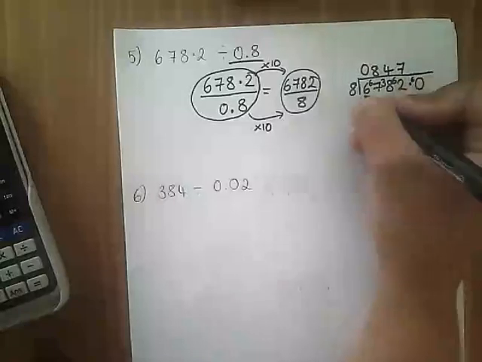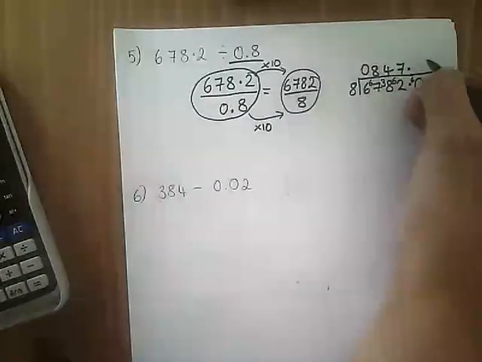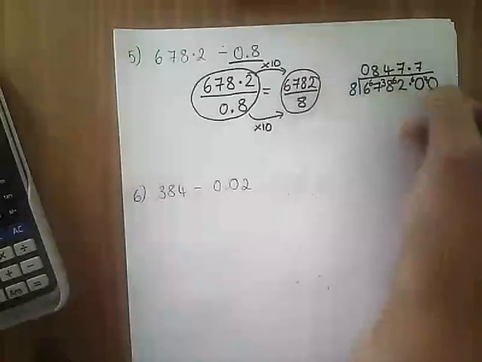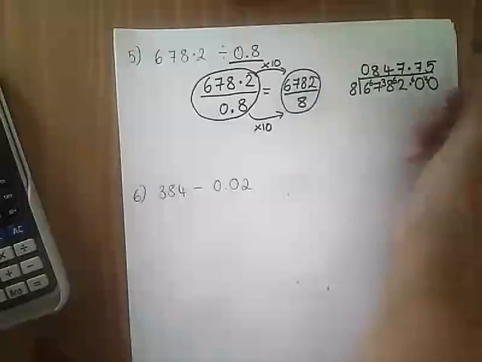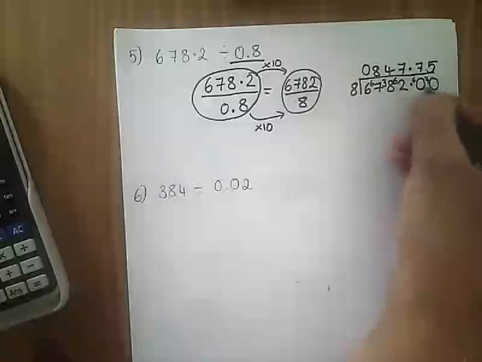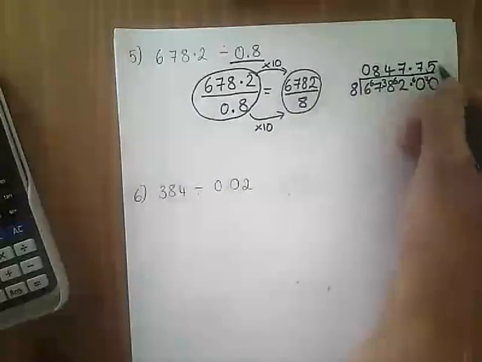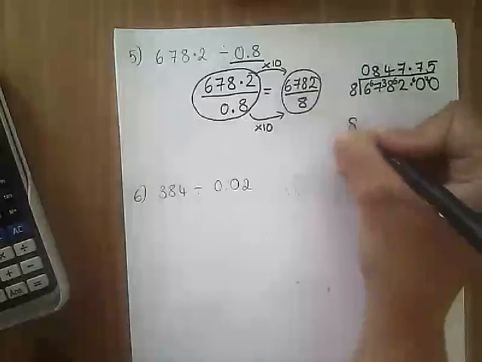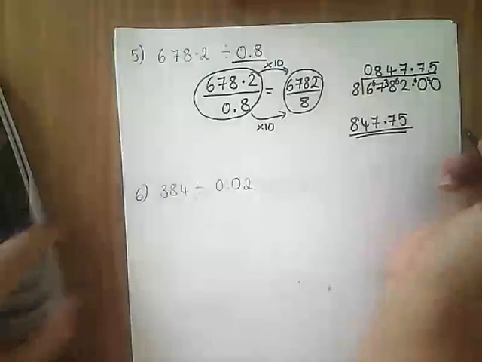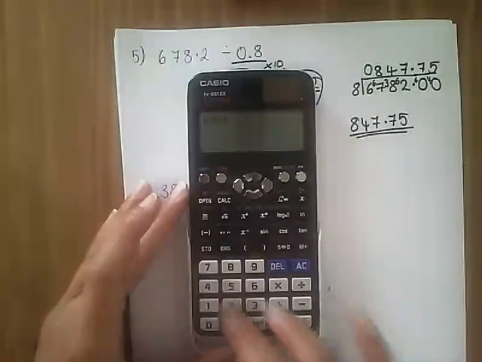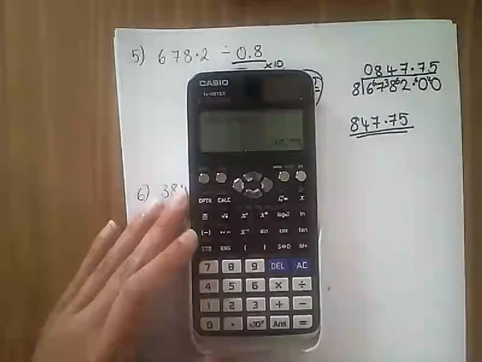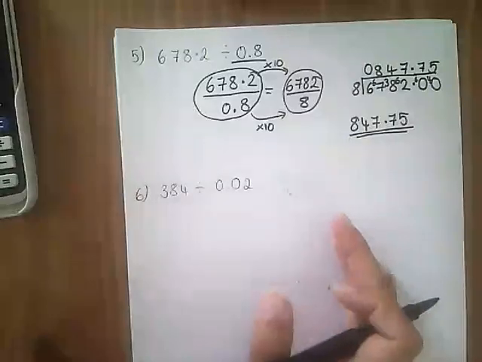Okay, so now I'm doing 8s into 60. 8s into 60 go 7 times, remainder 4. 8s into 40 go 5 times. What did I do? Because it didn't go in as a whole number, I had to add my 0s. I had to keep adding them until I end, but 8s do go into 40, so I don't need to keep going. So the answer to that is 847.75. You can check it. 678.2 divided by 0.8 is 847.75.